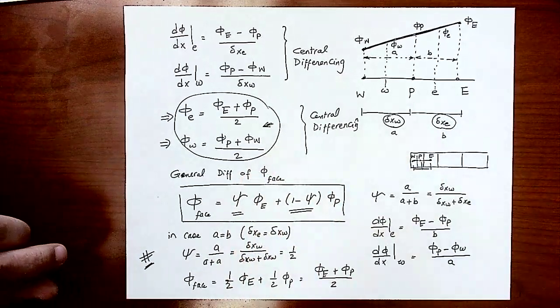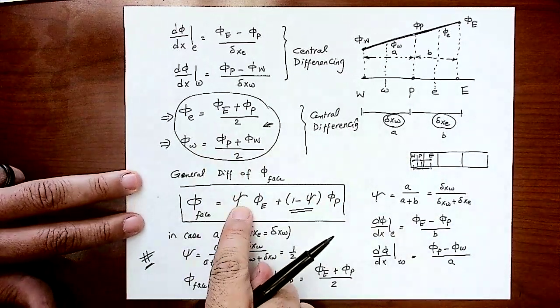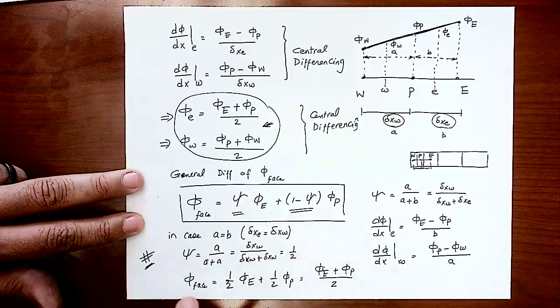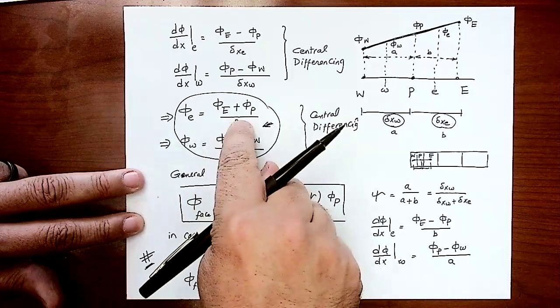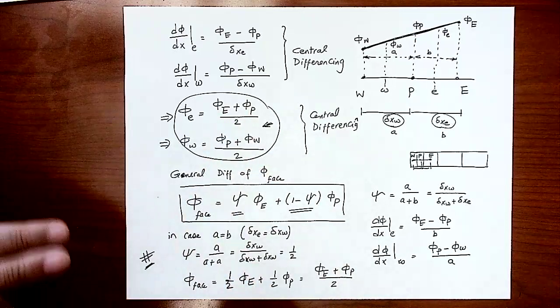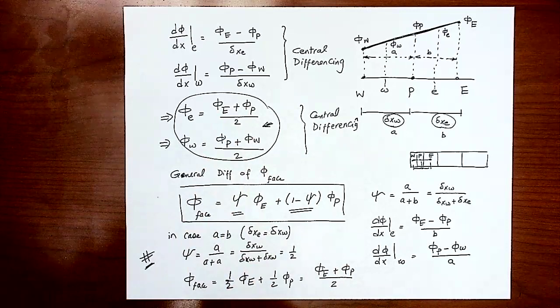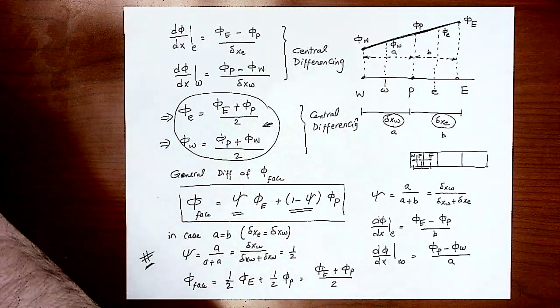When they are equal, it ends up with psi equal half, and the general definition here ends up matching this. So please keep that in mind when you are dealing with the convection diffusion problem.